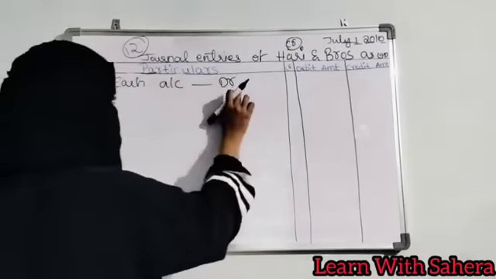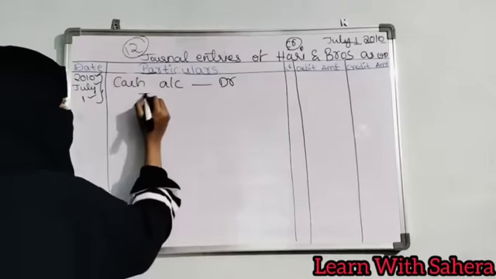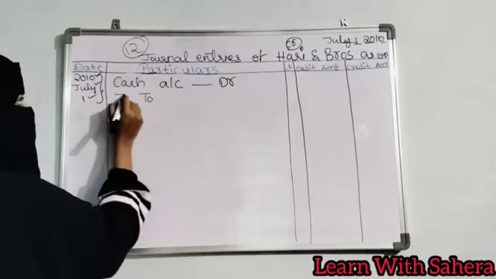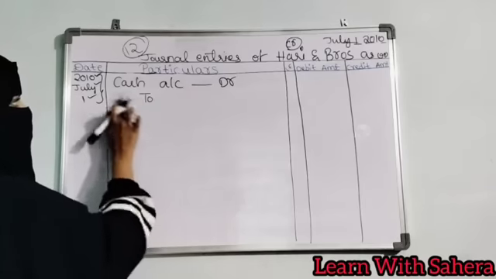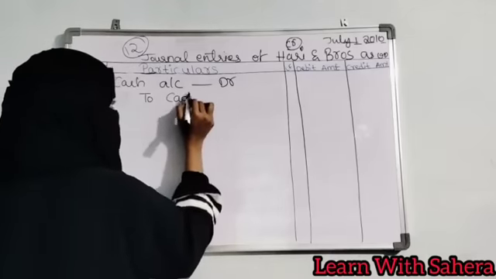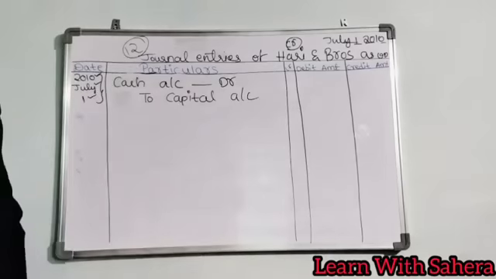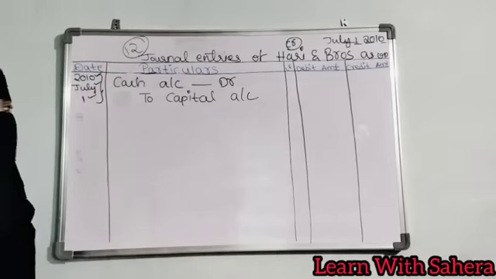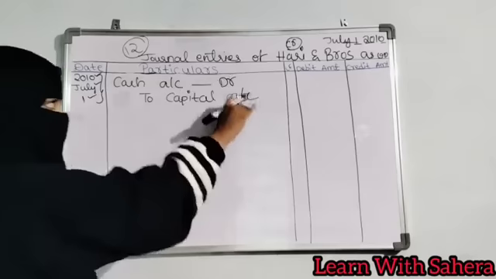So cash account debit 2. We should leave some space and write 2 from here, children. We should not start 2 from here. This is wrong. We should start 2 from here. To which account, children? To capital account. Done. This is your first transaction. Cash account debit to capital account.